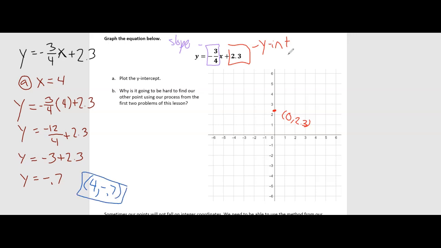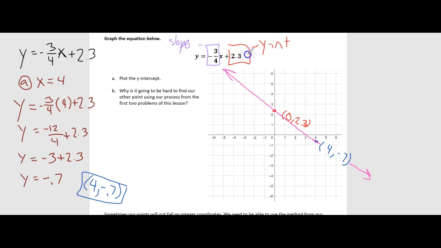So on my graph, I go over to 4, and I'm going to go down just before I hit negative 1, because negative 0.7 is a little bit less than negative 1 in magnitude. It's a little bit before we get to negative 1. I'm going to label (4, -0.7). And now I could draw my line. And it would keep going here.